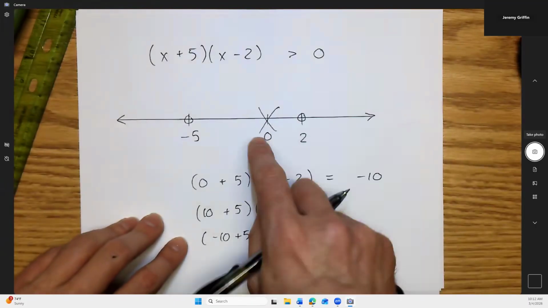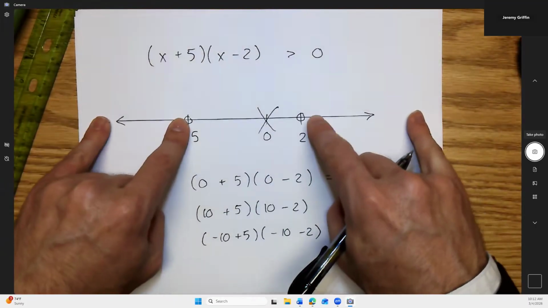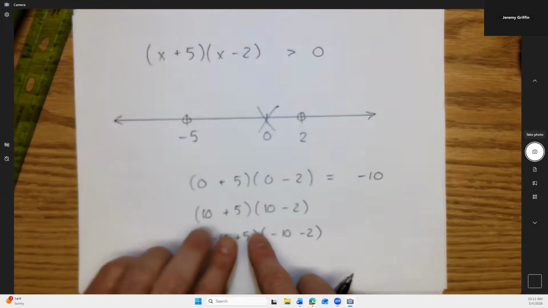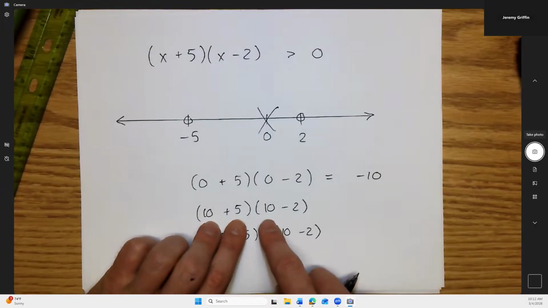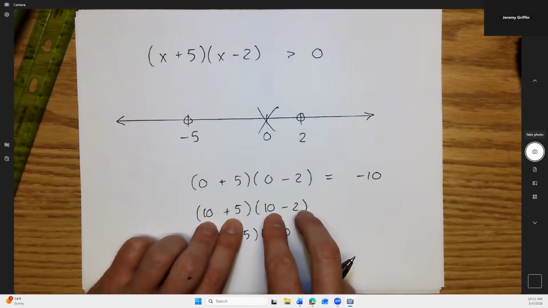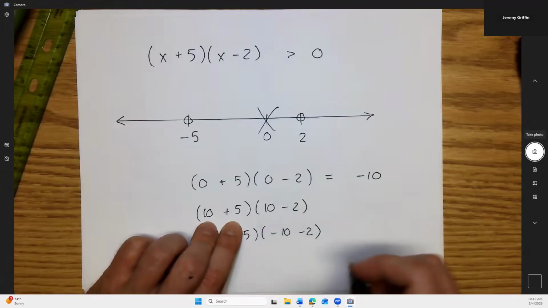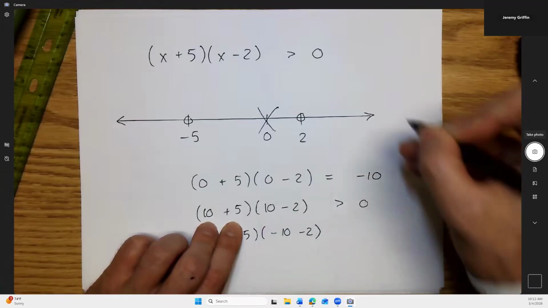So this is not my number line. So it's probably these 2 segments right here. But just to confirm that, what if I take a big number like 10? I got a positive here, a positive here. Guys, is a positive times a positive a positive? Yes. So this works.